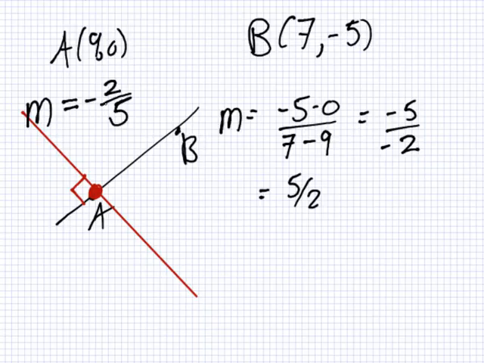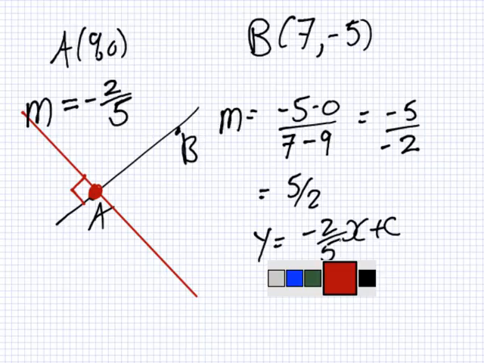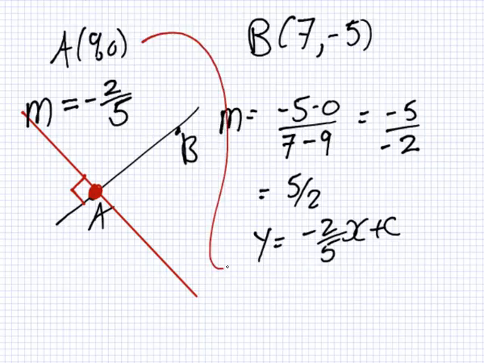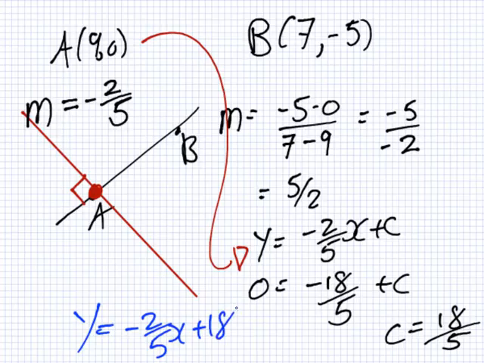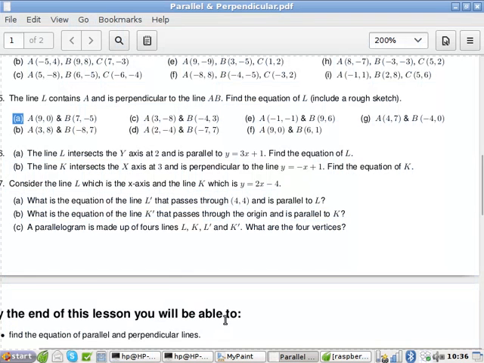Did you get this, Medina? Yes? No? Okay. So now we have y equals minus 2 over 5x plus c. Which point must I use? A. Must use A. 0 equals minus 18 over 5 plus c. So c equals 18 over 5. So my answer is y equals minus 2 over 5x plus 18 over 5. Okay, you have this? Yeah? Alright.